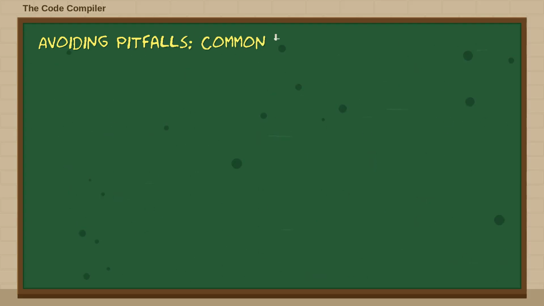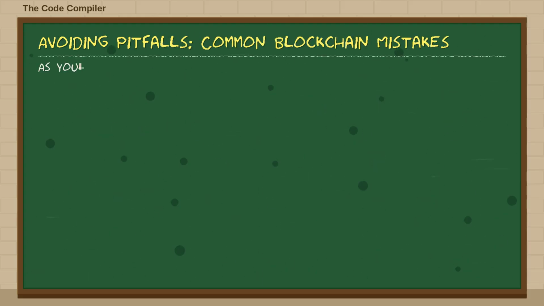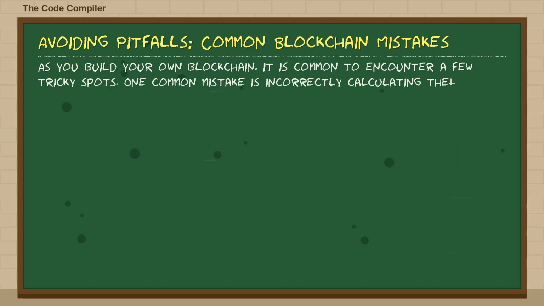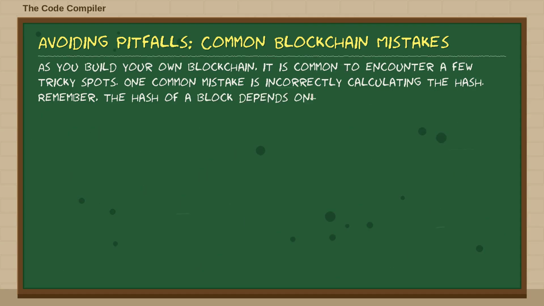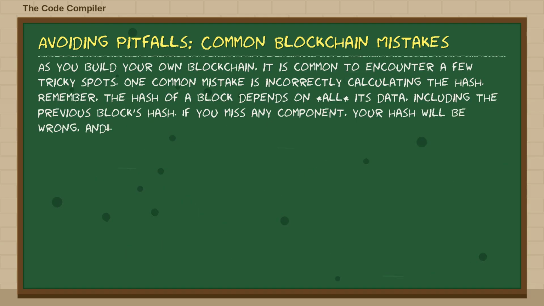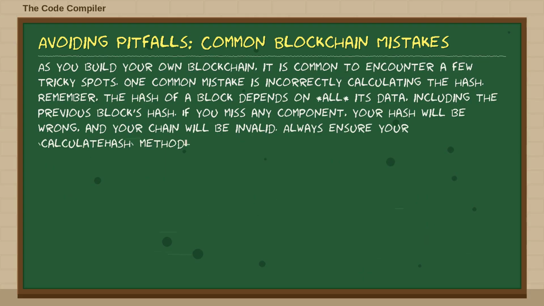As you build your own blockchain, it is common to encounter a few tricky spots. One common mistake is incorrectly calculating the hash. Remember, the hash of a block depends on all its data, including the previous block's hash. If you miss any component, your hash will be wrong and your chain will be invalid. Always ensure your calculate hash method includes the data, timestamp, and the previous hash.